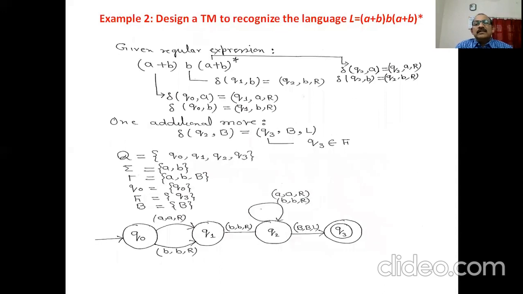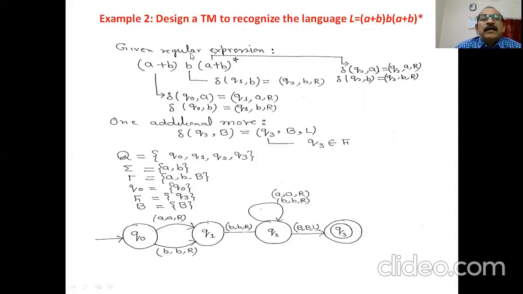Okay, let us take another example. Suppose a regular language is represented by regular expressions, and you are interested in designing a Turing machine for a regular expression. Here you can see the given regular expression is (a+b) b (a+b)*.